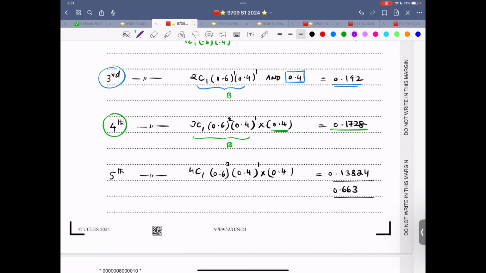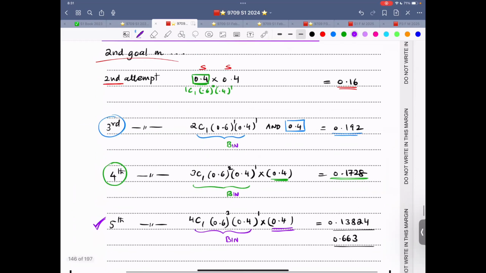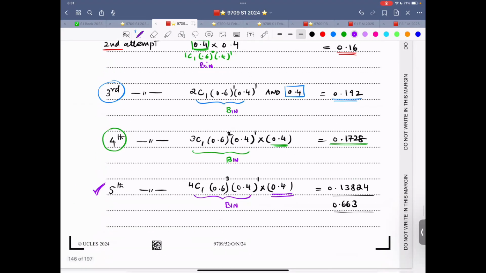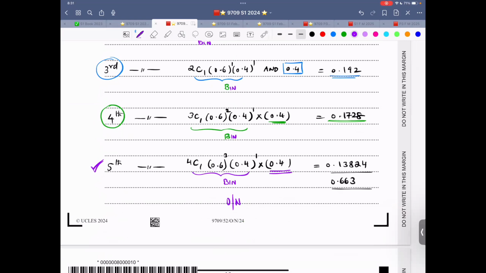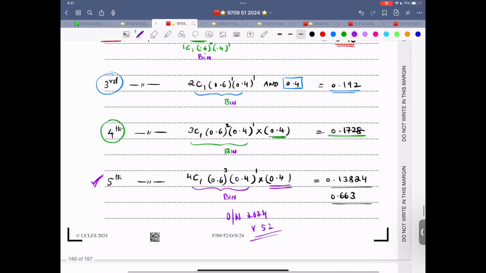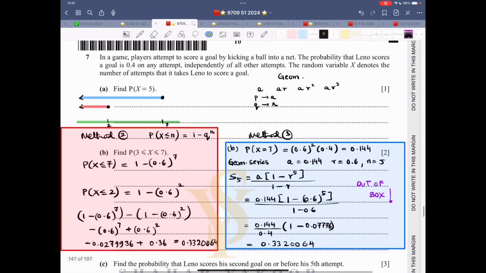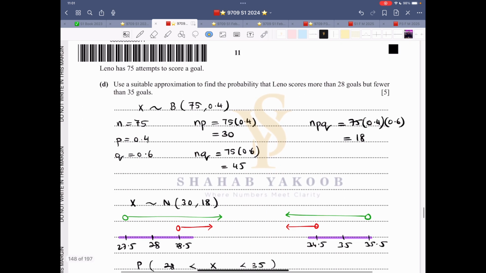And last but not the least, that is on the 5th attempt. So therefore, this is the 5th. And out of the first 4 attempts, this is binomial. This is binomial. This is binomial. So that is how you write down all the options. And this was October, November 2024, variant 52. Very nice question. So wait a minute. I think there is one part that is left. And that is right over here.